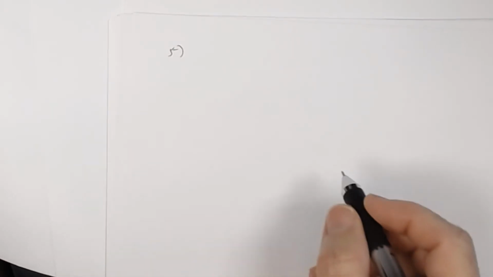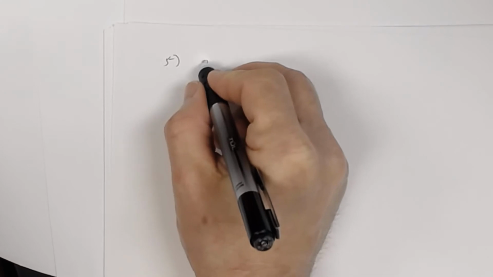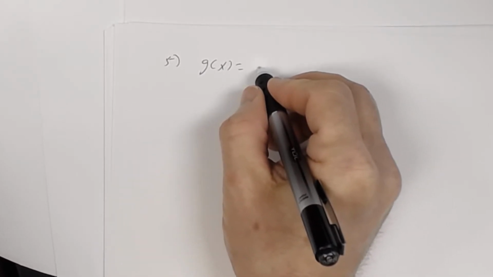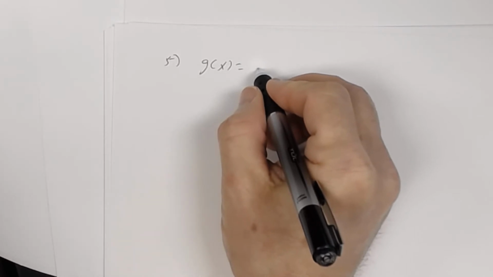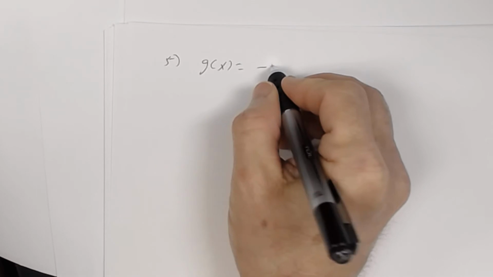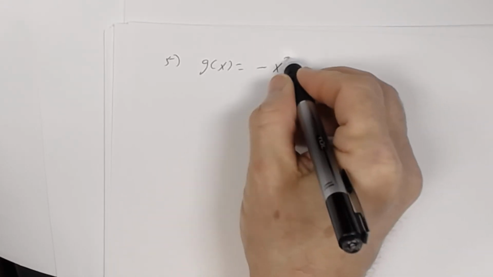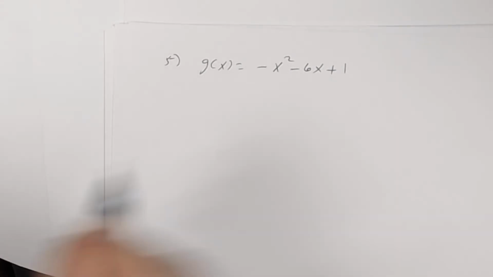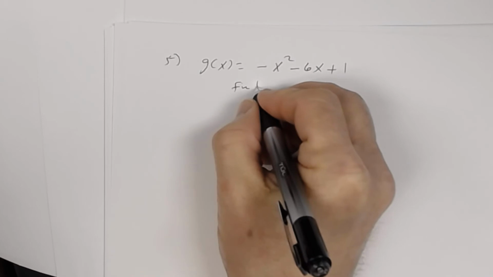Let's suppose I had number 5, and let's suppose number 5 was g of x is equal to, let's do another negative x squared. So negative x squared minus 6x plus 1. Let's say we had that. Okay, and you want to find the difference quotient. Find the difference quotient.